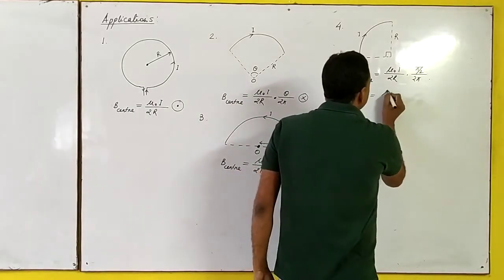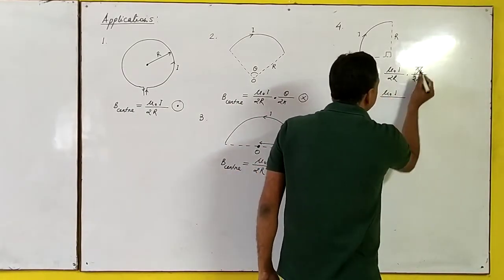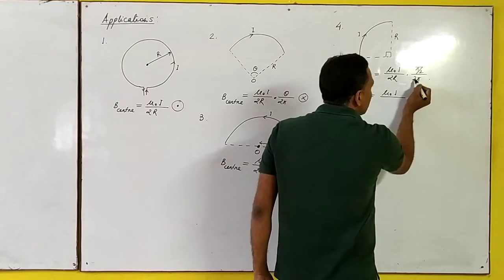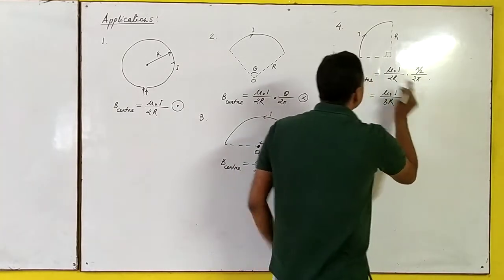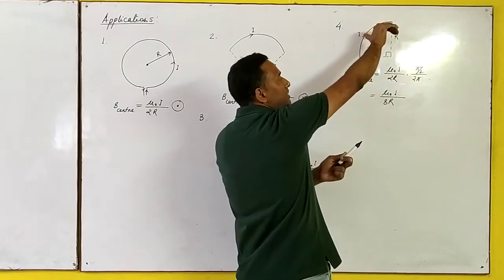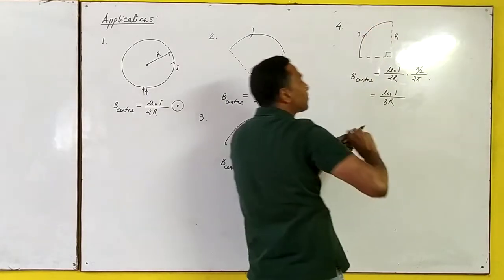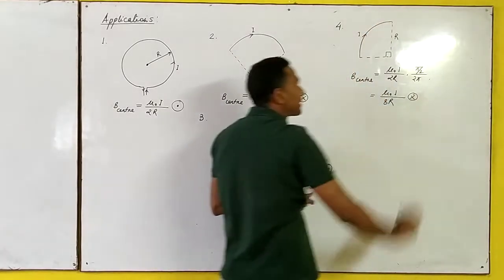So it will become what? Mu naught I divided by, see, pi cancels, this 2 will come down, 4. 4 into 2 is 8. So it will become 8R. The direction is, curl your 4 fingers along the direction of current flow. The magnetic field is going into the page, cross. So that is the direction of the magnetic field.